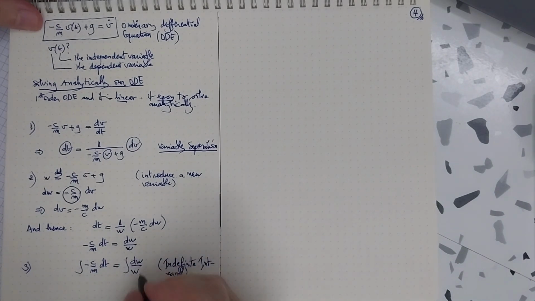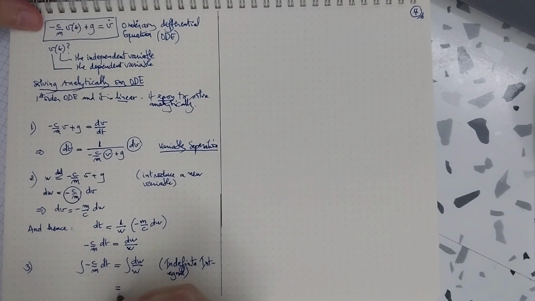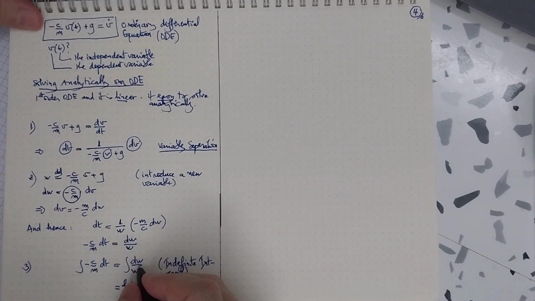And here is very easy. It is the natural logarithm, ln, of the absolute value of W, because the quantity here must be strictly positive. Otherwise, the logarithm will not be defined. W here can be positive or negative. We don't know. In general, it can be positive or negative. So we take the absolute value. It cannot be equal to 0. Otherwise, the integral is not defined.